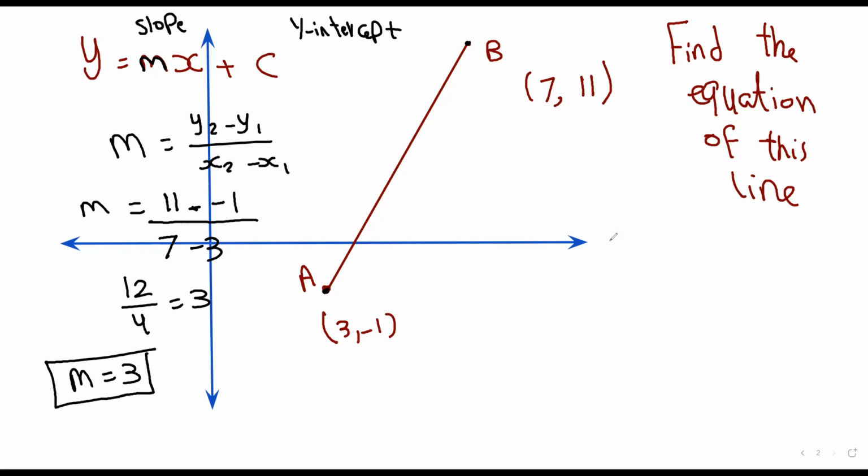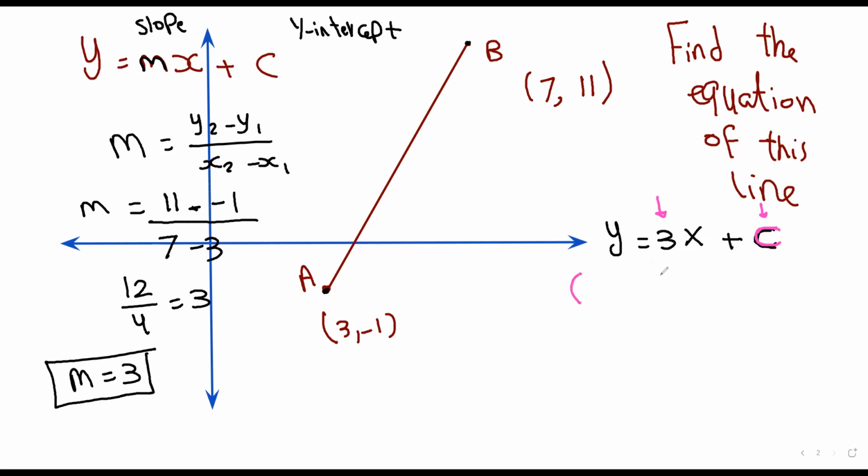So y equals, instead of m, we are going to write what? 3x plus, but we don't know c. How can we get c? Tell me, how can we get c? We have found the slope. Here, the slope is 3, but we don't have c. How can we get c? Do you know it?